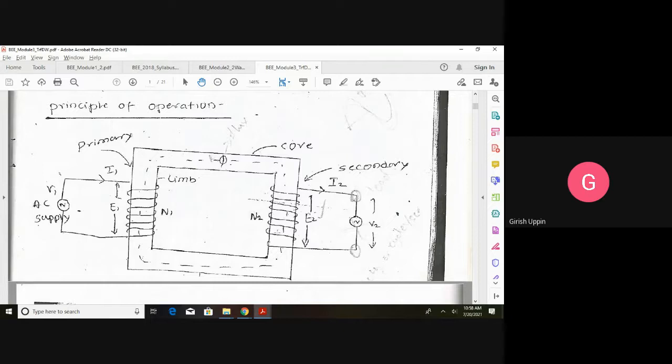Now the secondary winding is experiencing a change of flux. Whenever the flux linked with a coil or a conductor changes, an EMF is induced. On the secondary side, EMF E2 is induced. When we connect the load, the load will start drawing the current I2, which is called the secondary current. This is the principle of operation of a transformer.